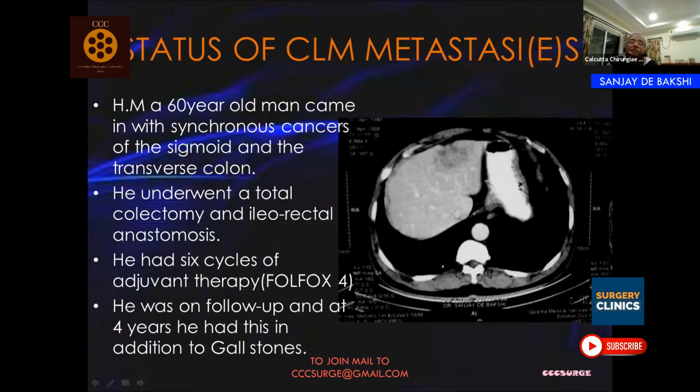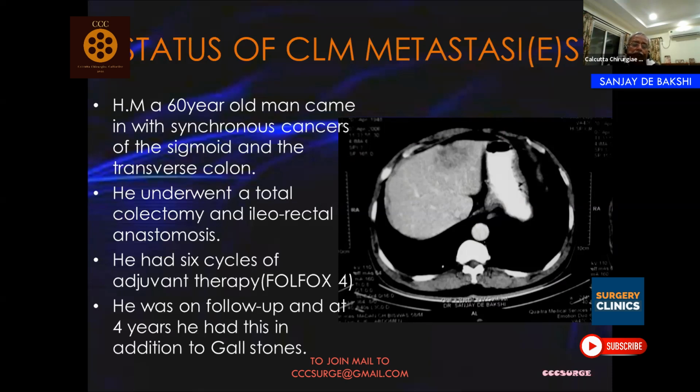Right. Now I'm going to talk of the colorectal metastases. I'm going to give you 2 scenarios. This was a 60-year-old man who initially came to me with synchronous cancers of the sigmoid and the transverse colon. And guess what he underwent? Because he had a synchronous cancer, he had a complete workup. CEA was normal, his CT scan was normal. He underwent a total colectomy and an ileorectal anastomosis. He had 6 cycles of adjuvant therapy with FOLFOX4.